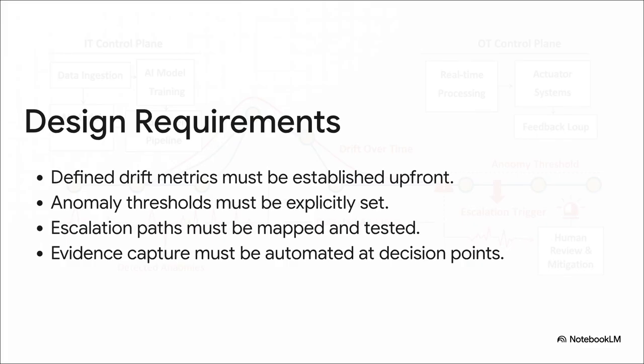So what does that actually look like when you're designing a system? It means, from the very beginning, you are defining your drift metrics, you're setting explicit, clear thresholds for what counts as an anomaly, you're mapping out who gets called when something goes wrong, and you're testing those escalation paths. And you're making sure that evidence capture is automated at every single critical decision point.